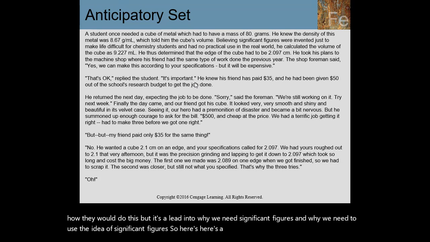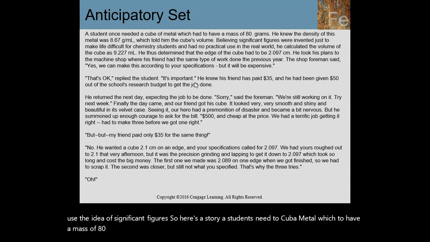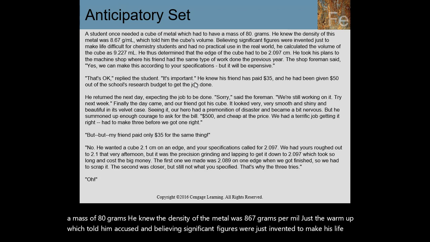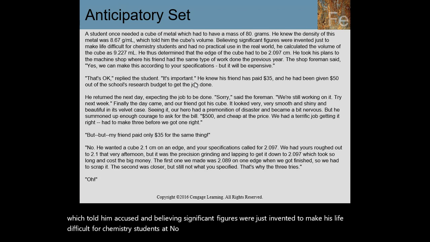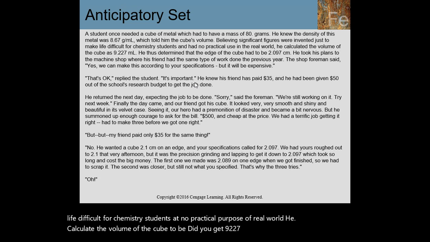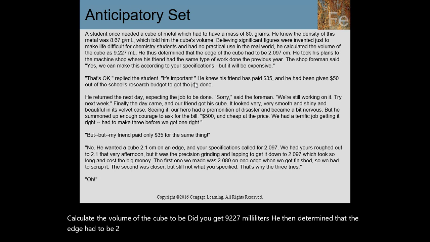A student once needed a cube of metal which had to have a mass of 80 grams. He knew the density of the metal was 8.67 grams per mL, just like the warm-up, which told him the cube's volume. Believing significant figures were just invented to make life difficult for chemistry students and had no practical purpose in the real world, he calculated the volume of the cube to be, did you get 9.227 milliliters? He then determined that the edge had to be 2.097 centimeters, because a milliliter is 1 centimeter cubed.